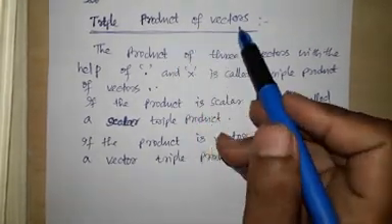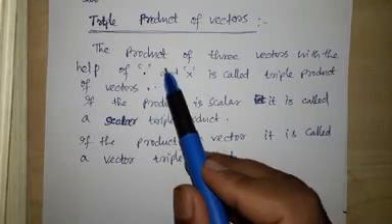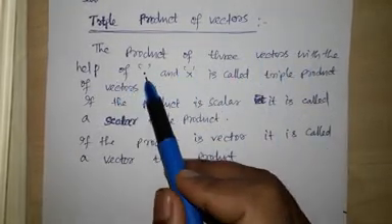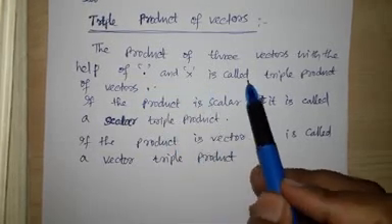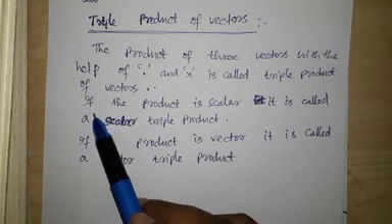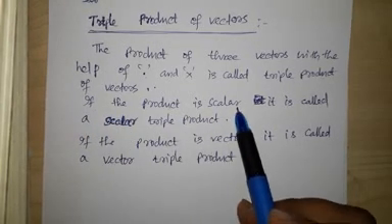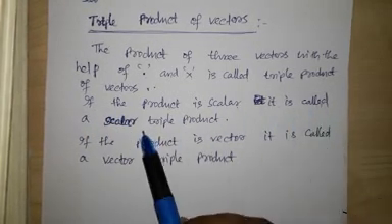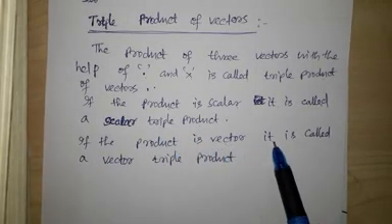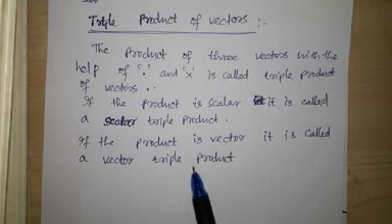Triple product of vectors. The product of three vectors with the help of a dot and a cross is called triple product of vectors. If the product is scalar, it is called scalar triple product. If the product is vector, it is called vector triple product.